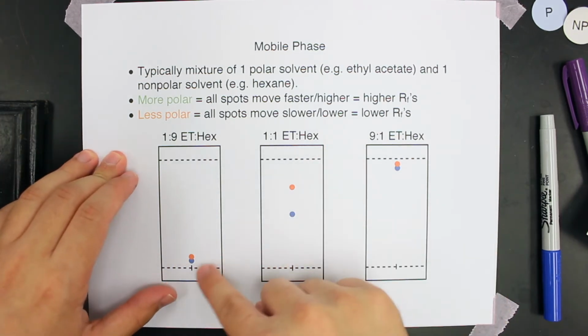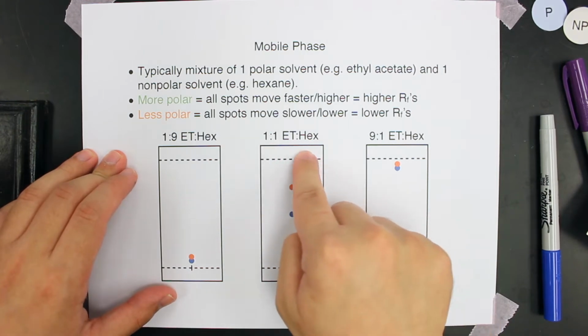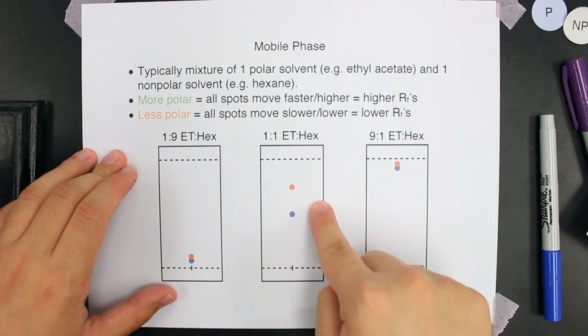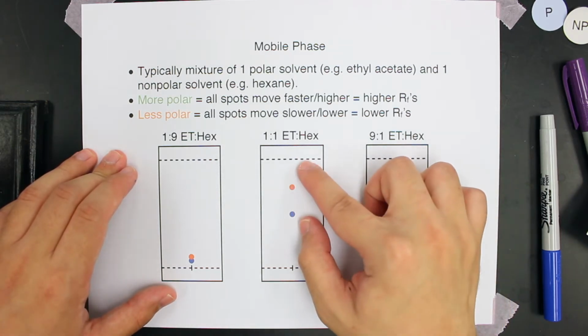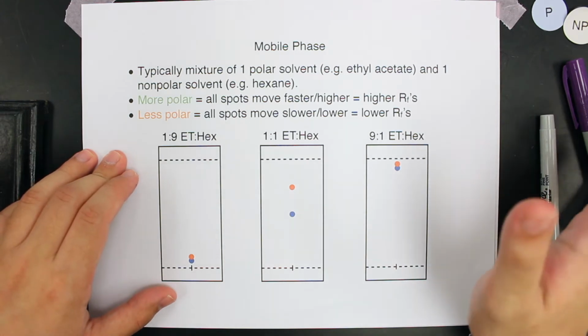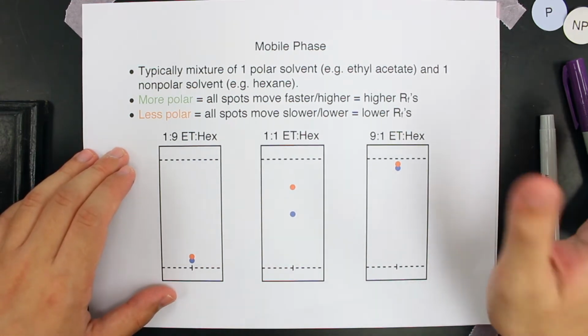Now, if we take the same plate and we develop it in 50-50, so this is 1-to-1 ethyl acetate to hexane, we have good separation. So this is like our previous example, and these spots are well separated and they're in the middle of the plate. So this is the ideal target when you run a TLC.